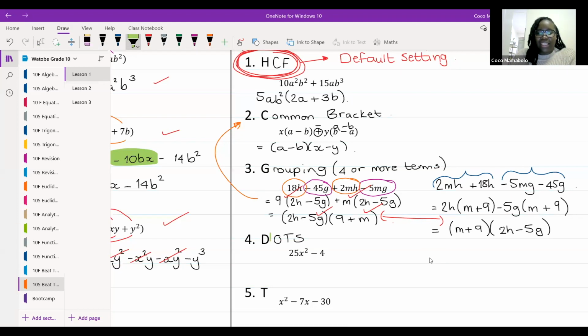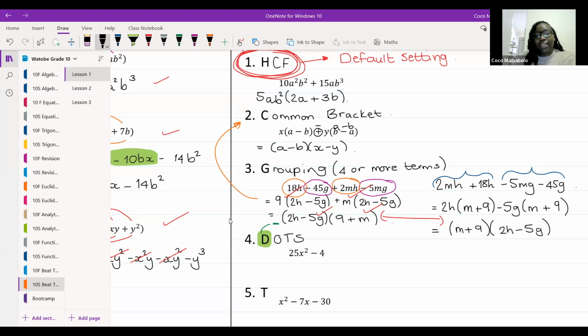All right, let me ask you guys, this D over here stands for difference. What does difference actually mean in mathematics? Jasmine? Difference means minus. It means subtract. So if I ever come across something like this, and it has a plus here in the middle, can I factorize this? Absolutely not. We cannot factorize it. It must have a minus. That's it, correct. There must be a minus in between.